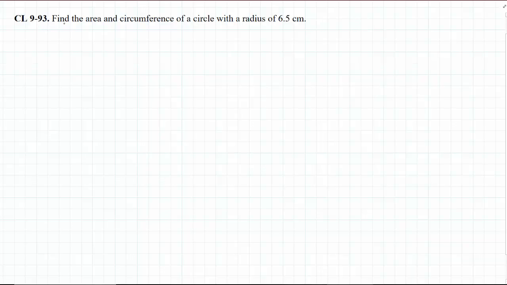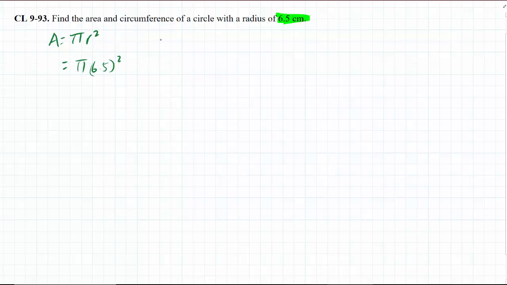Okay, 9-93, we need to find the area and circumference of a circle with a radius of 6.5 centimeters. Let's go ahead and look into the area first. Area, as you remember, is just pi times the radius squared. We're given the radius of 6.5 centimeters, so that's pretty easy for the area. We're just going to multiply pi times the radius, 6.5, to the power of 2.